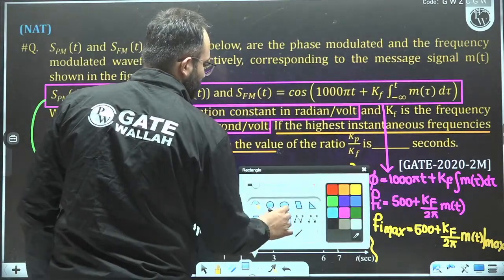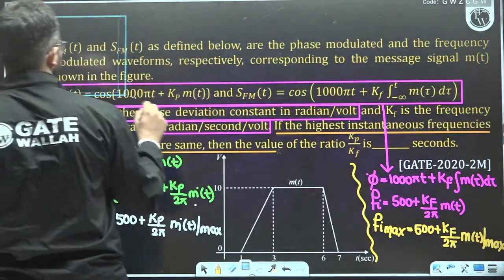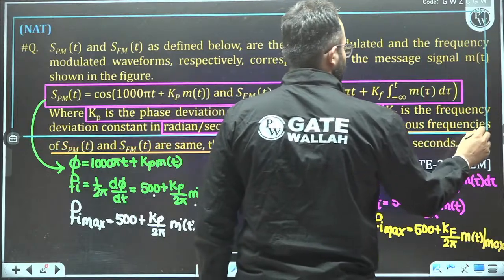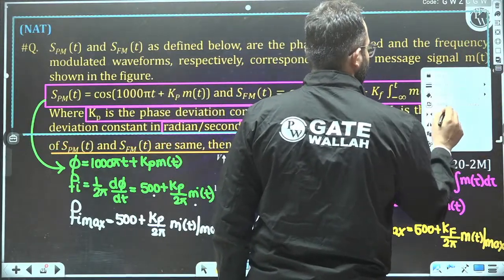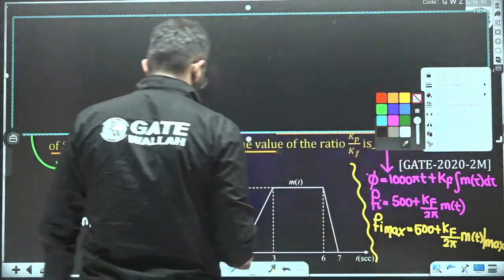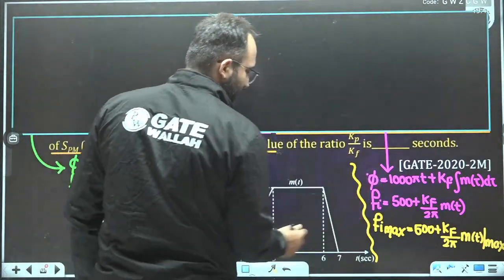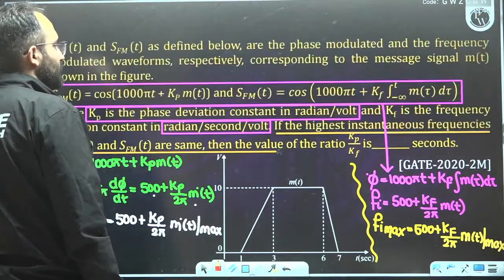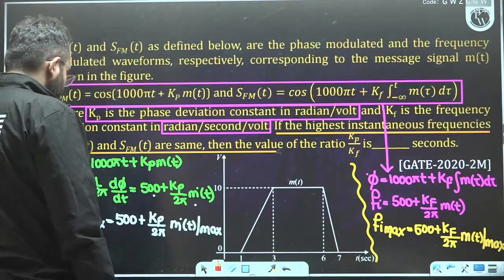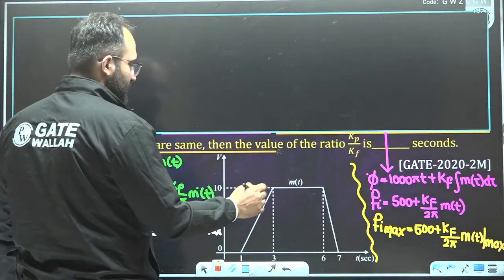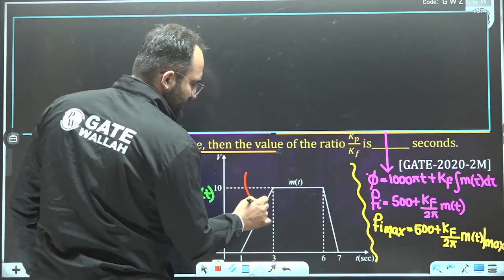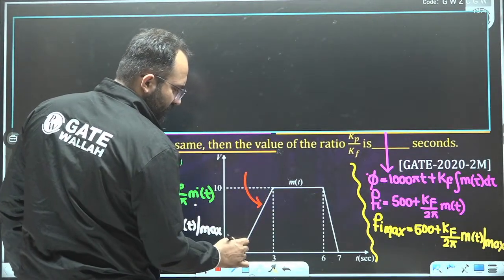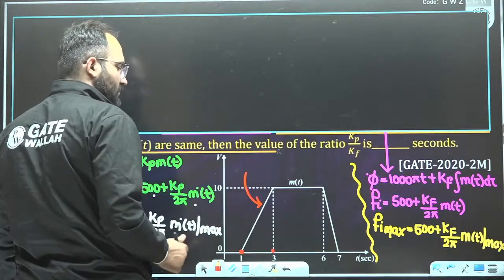So now we will solve the question. It's a very beautiful and important question. Okay, so we can see that the axis is in seconds. The axis is in seconds, right? So here we can see what will be m dash t. In this case, from 1 to 3, it is rising by 10.